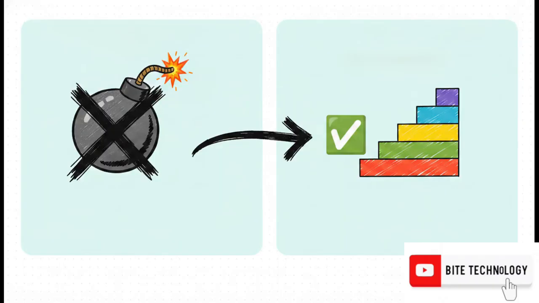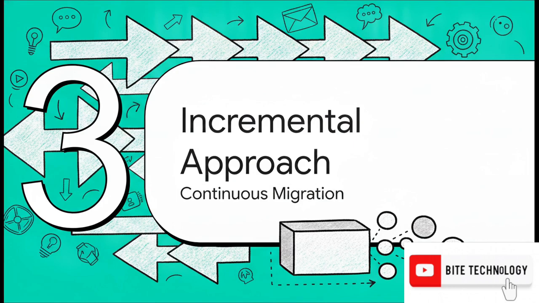And this right here perfectly illustrates the crucial shift in our mindset. We have to completely diffuse the destructive Big Bang approach and instead start building step by step by embracing the incremental approach. Moving on to Section 3, the incremental approach.